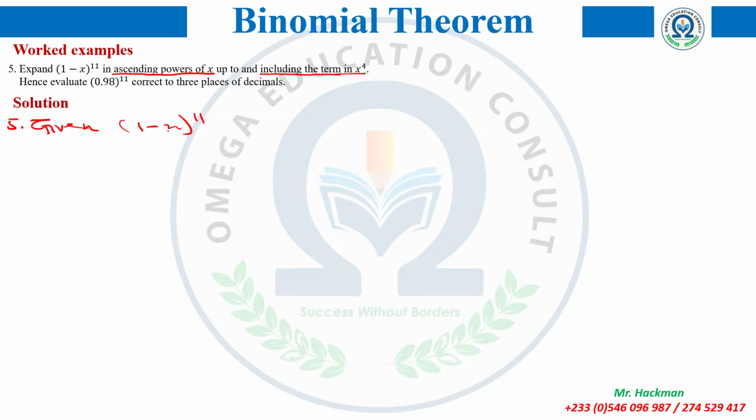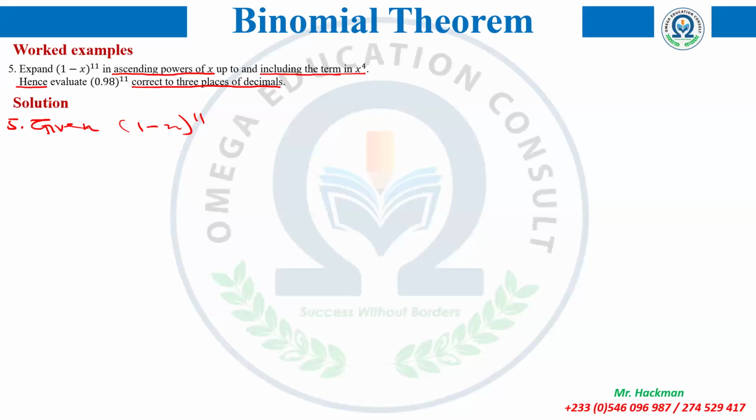Again, where the x is, the powers will be increasing. So it means I have to expand directly. Then, hence, I must underline this: correct to 3 decimal places. So you underline that as well. Here there is a required approximation, unlike the other one where we were not told to approximate, so we were compelled to leave our answer in its exact form.